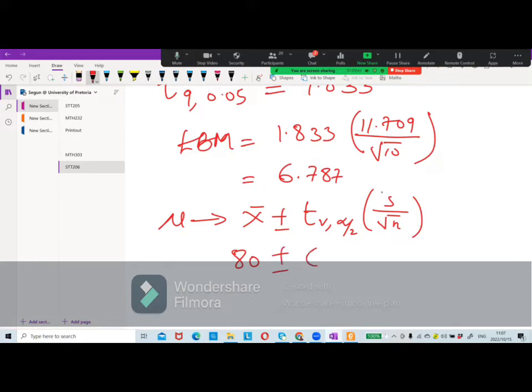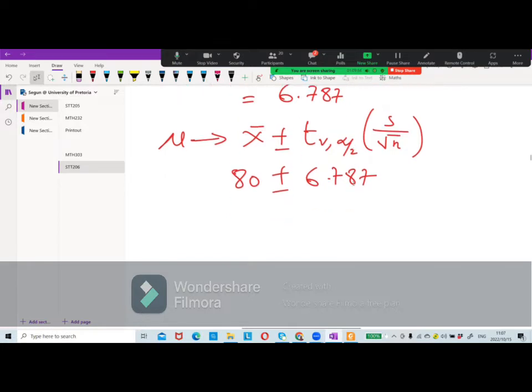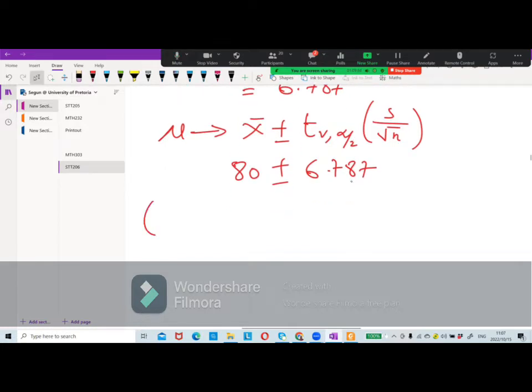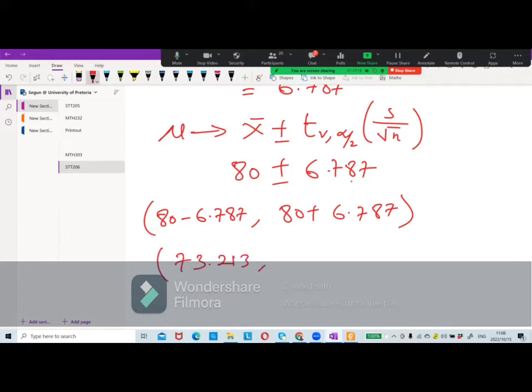Plus or minus 6.787. So all we need to do is just to add and subtract. Then you have your value. It's just like 80 minus 6.787 and 80 plus 6.787. That's what they asked us to do. So when you add this very well, you have 73.213 and 86.787.